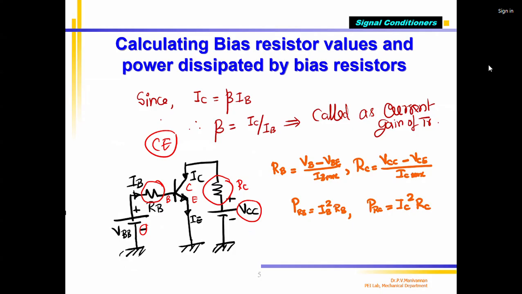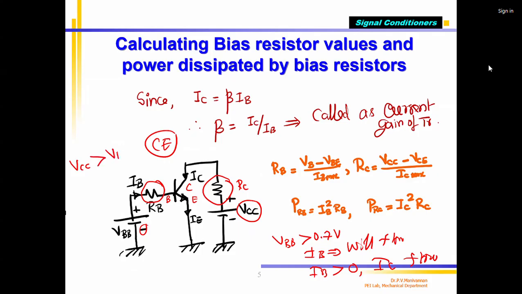I told you. Okay. And the most important, first we need 2 power supplies. Next condition is VBB should be greater than 0.7 volts. Then only IB will flow. If IB is greater than 0, then only IC will flow. Then only I say my transistor is working as an amplifier. Okay. First thing. Then next thing is VCC should be greater than VBB at least by 1 volt.